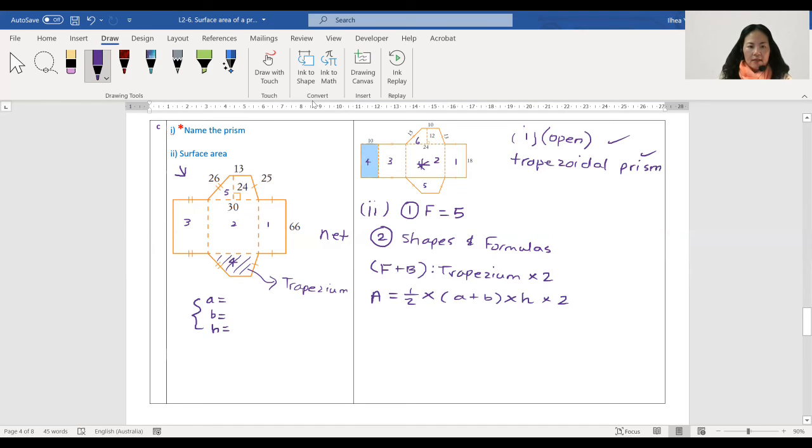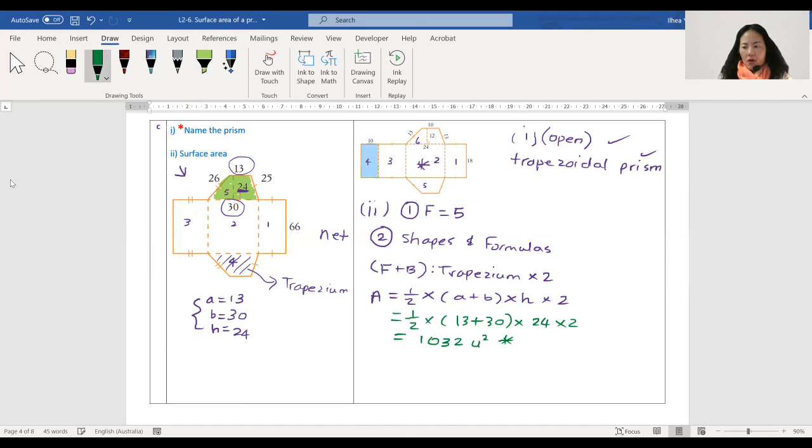So let's have a look at my top and bottom bases and the height. My A, the top base, is 13. My bottom base is 30, and my height, the one between the 2 bases, is 24, because the 24 is perpendicular to both bases. Now I'm going to put that in. It'll be half times the top base plus the bottom base times the height, and double it. I will get 1,032 square units.